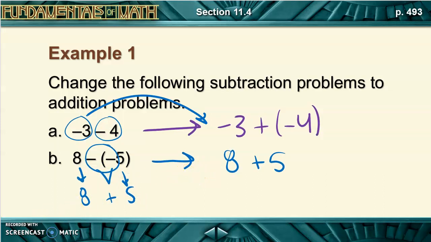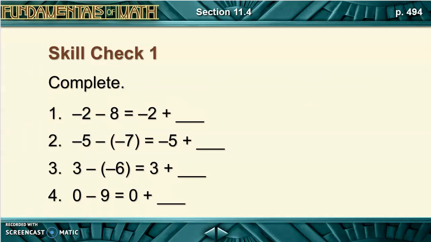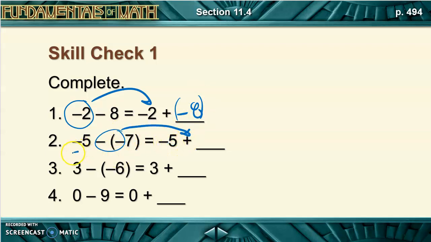Okay, let's look at the skill check number 1 problems to kind of see how these things work. All right, complete the statement. We want to make these guys into an addition of integer problem. So I have negative 2 plus negative 8. Right? All I did was add this. Negative 2 plus minus 8 is the same thing as negative 2 plus negative 8. All right, cool. Well, here we have a double negative, so the double negative becomes a positive, and I just have negative 5 plus 7.